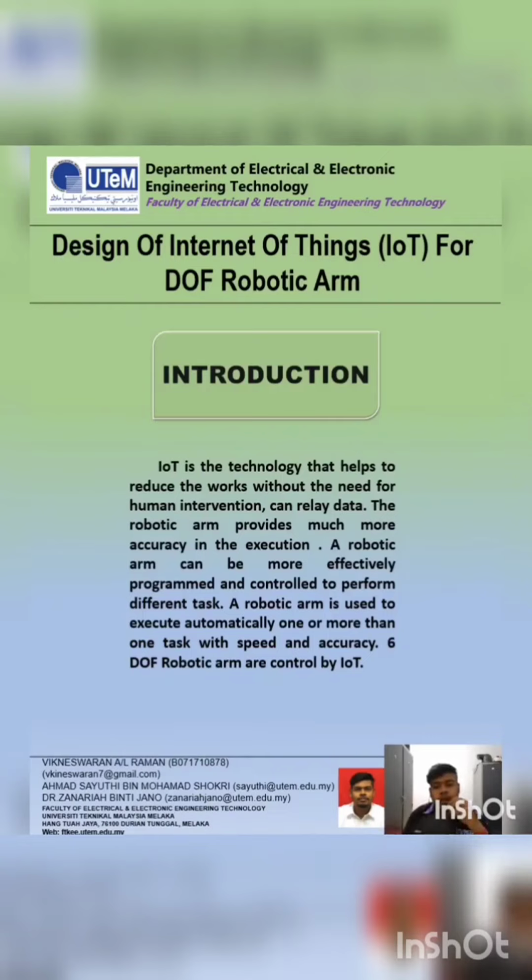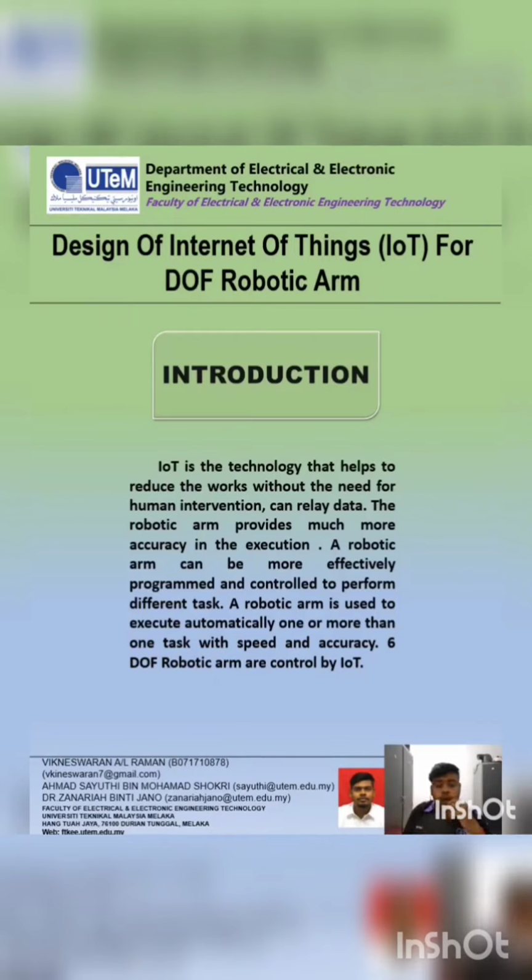IoT is the technology that helps to reduce the work without the need for human intervention and can relay data. The robotic arm provides much more accuracy and execution. A robot arm can be more effectively programmed and controlled to perform different tasks. A robot arm is used to execute automatically more than one task with speed and accuracy. 6 DOF of robotic arm are controlled by IoT.